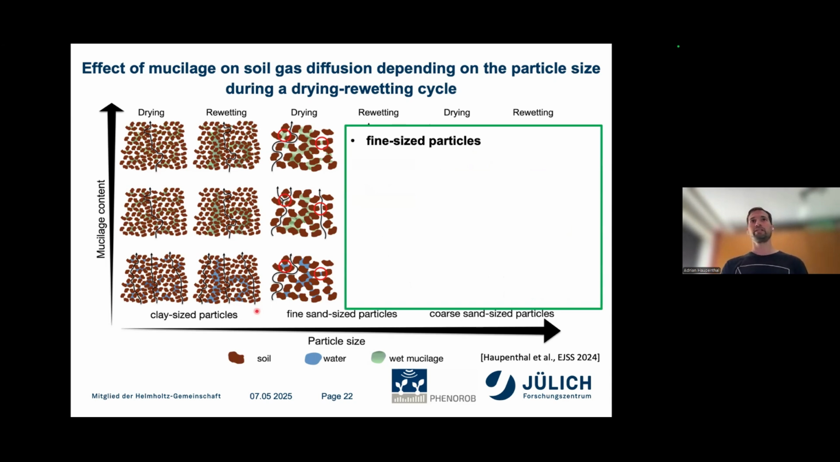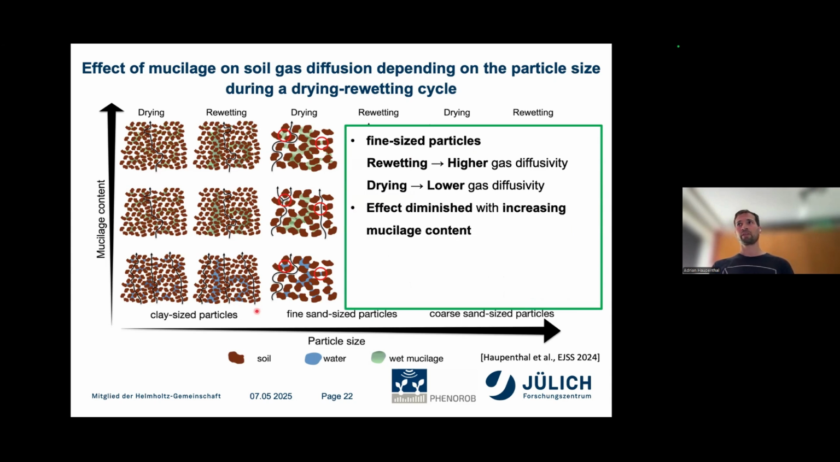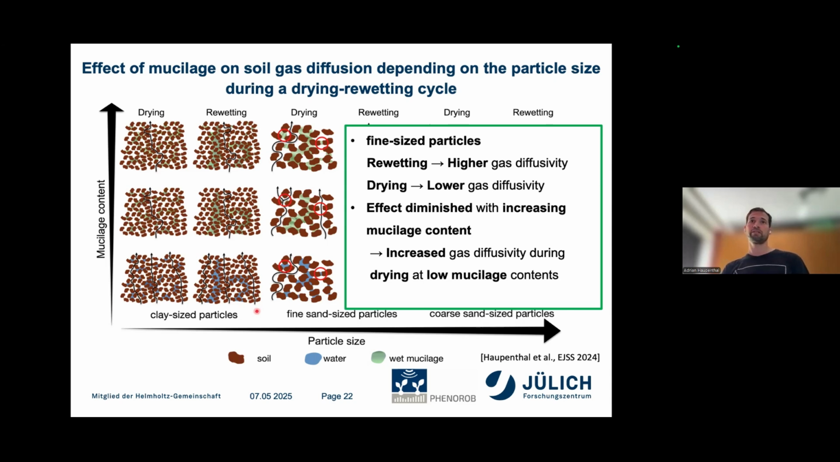Here to summarize the findings. For the fine-sized particles, we had a higher gas diffusivity during rewetting compared to a lower gas diffusivity during drying. The effect diminished with an increasing mucilage content and increased gas diffusivity during drying at low mucilage contents, which indicates that the soil structure is then affected by the gel.